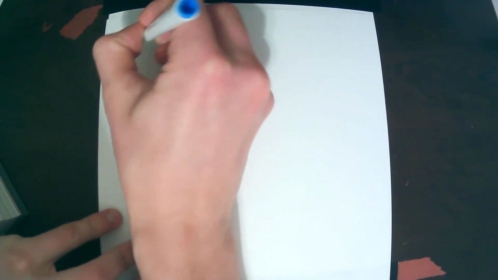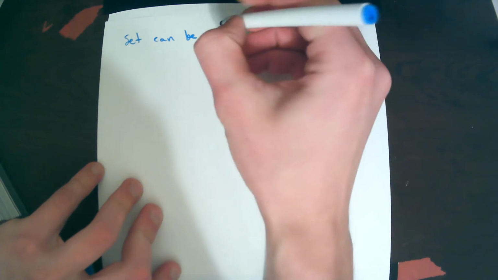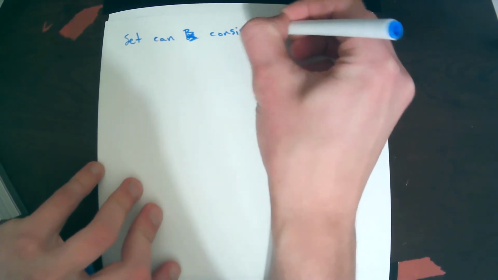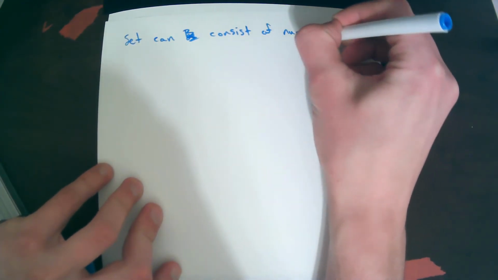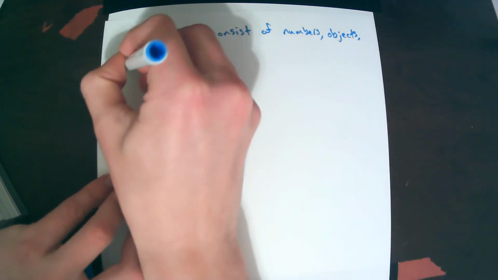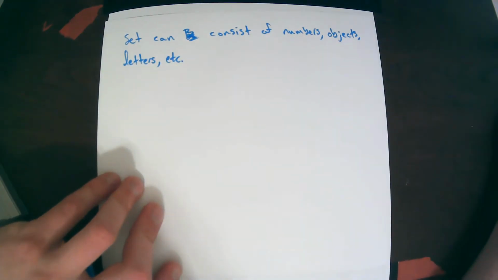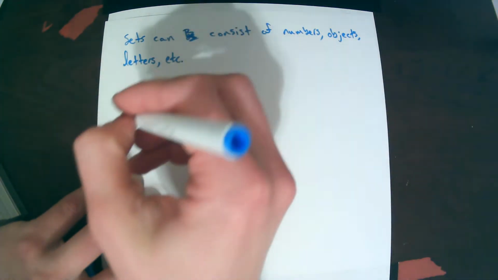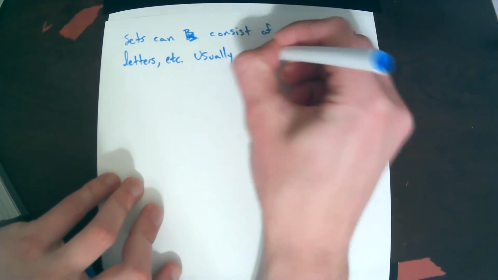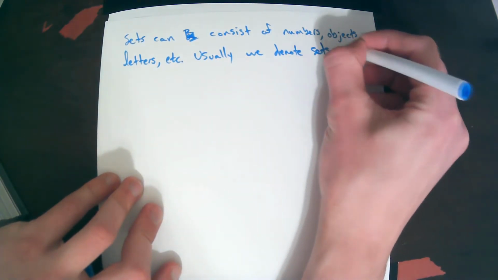Alright. So, since we have the notes already typed up, I'm not going to write every definition down. So, a set, and I'm reading from the notes right now, is a collection of objects made up of specified elements or members, and the notation for elements of a set is that little symbol. So a set can consist of numbers, objects, letters, any number of things. You can have a set of any number of things. Usually, we denote sets with capital letters.